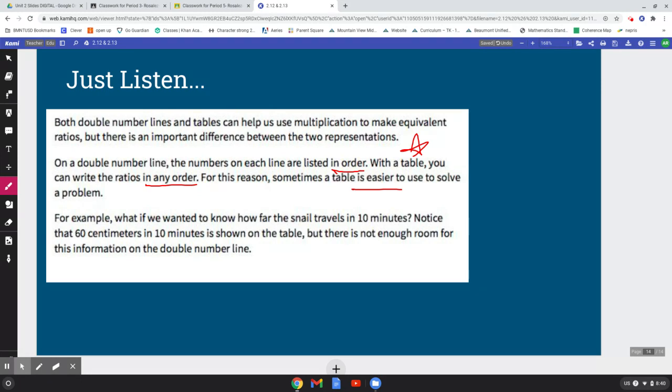Okay, so the example, what if we wanted to know how far a snail travels in 10 minutes? Notice that 60 centimeters in 10 minutes is shown on the table, but it's not shown on the double number line. And that's because we don't want to make 60 ticks on a number line. So the table is easier.